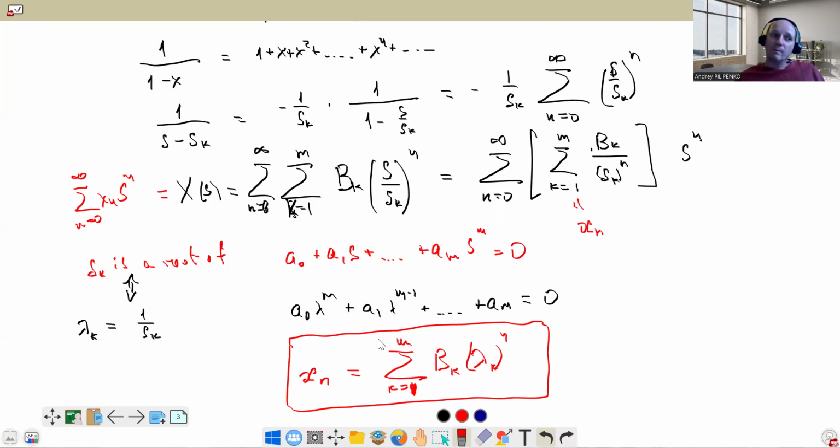So we have shown that if xn is a solution to our recurrent equation, then there are numbers b1, b2, b3, up to bm such that xn has the following representation. The other direction is also possible, and it can be shown that for any numbers b1, b2, up to bm, xn satisfies the recurrent equation a0 x n plus m plus so on plus am xn is 0. And here I don't discuss initial conditions. So let me formulate the result.